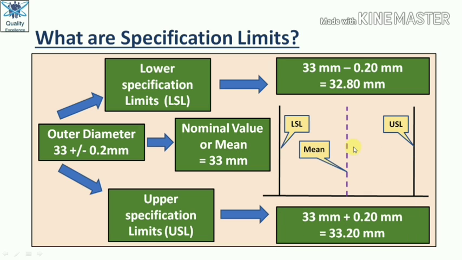If we see this in graphical form, consider the x-axis as the outer diameter. This is the LSL, lower specification limit, which for us is 32.80. This is the upper specification limit, which is 33.20, and this is the nominal value or mean or average or target line, which is 33 for us.